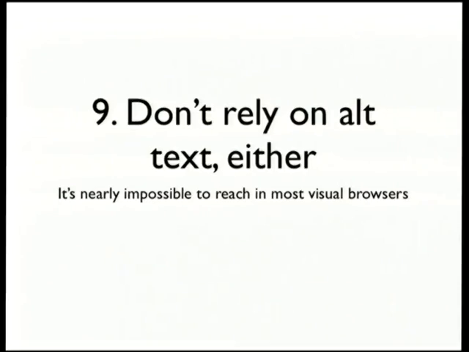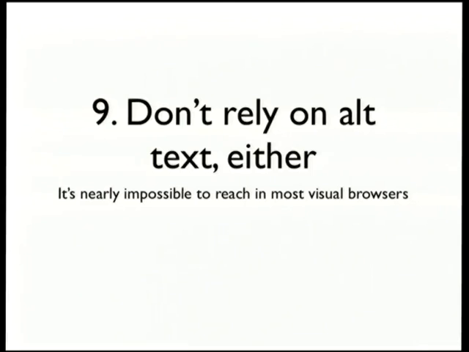Alt text is accessible by screen readers. I think in all of the major browsers, it's shown if you have images disabled. Those are the only ways you can get to the alt text without a special plugin or without viewing the source. So it's impossible to reach in most visual browsers. There are ways to get to it, but you need to know what you're doing and you need to know that you want to look there. So don't rely on the alt text.